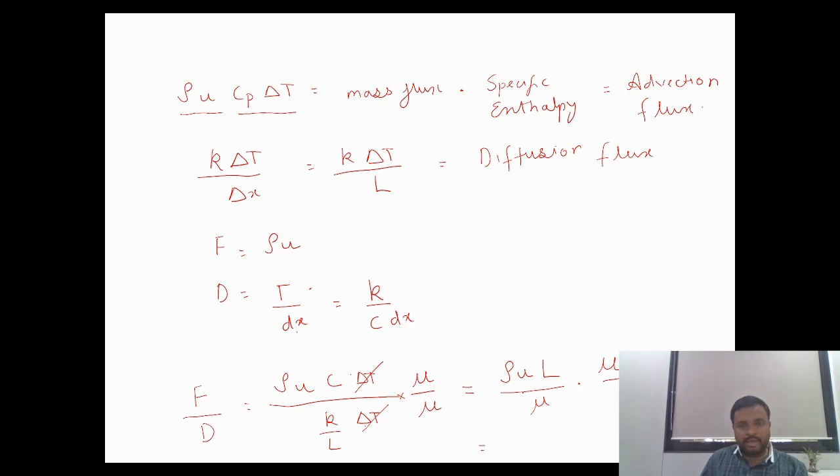Rho u L by mu is nothing but the Reynolds number, and mu C by K is nothing but the Prandtl number. So the ratio of advection strength by diffusion strength is equal to Reynolds number times Prandtl number, and we call this the Peclet number. It is the thermal Peclet number. So F by D is the product of Reynolds number and Prandtl number, which is the thermal Peclet number when we consider gamma as K by C. This is the thermal aspect.